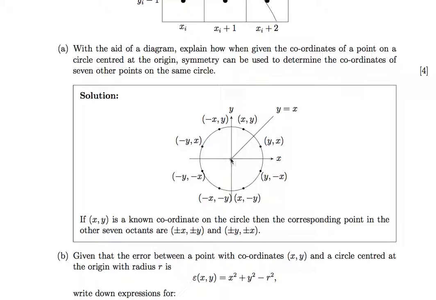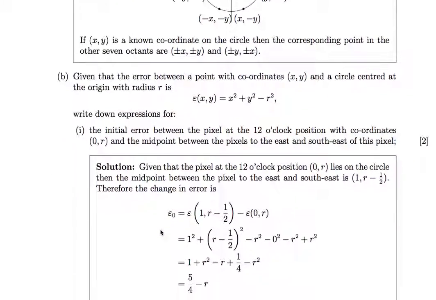Here we have a circle which we're assuming is centered at the origin. If we know the position of a pixel in this octant here, given by coordinates x, y, and this octant goes from the 12 o'clock position around to the position where the line y equals x intersects with the circle, then these other 7 points around the circle can be found as combinations of plus or minus x, plus or minus y, and plus or minus y and plus or minus x.